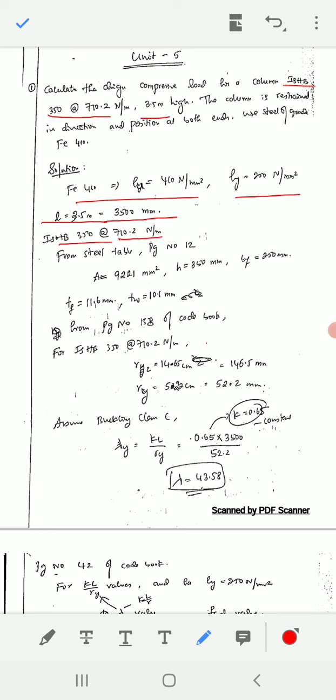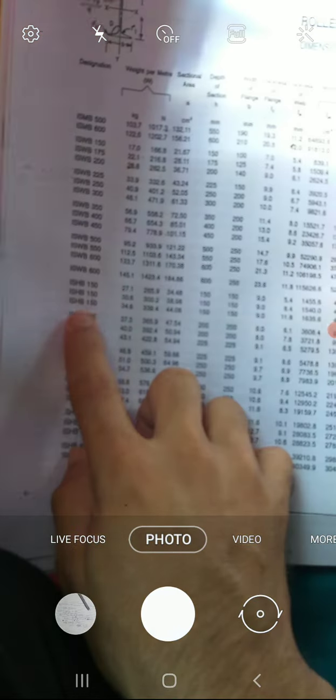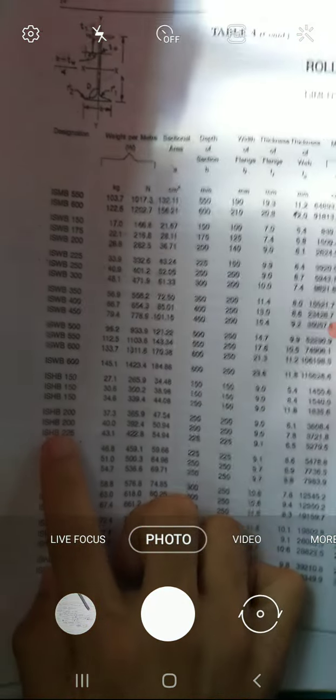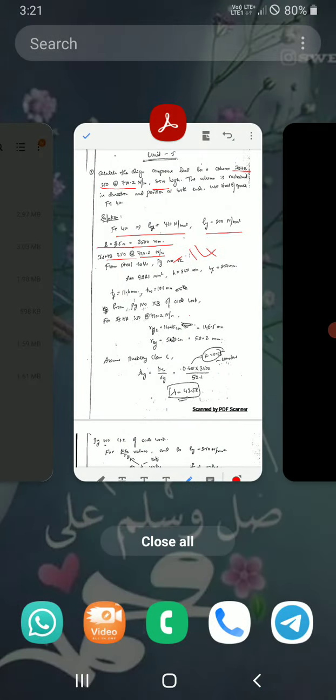We need properties. So we'll go with the page number 12 here written. That is not in the 12, that is in the 14. Page number 14, there will be ISHB 350. I'll open page number 14. ISHB 400, ISHB 300, right? ISHB 300 or 350. ISHB 350 is here. So ISHB 350 at 710.2 Newton per meter, right? This is the correct 710 Newton per meter.